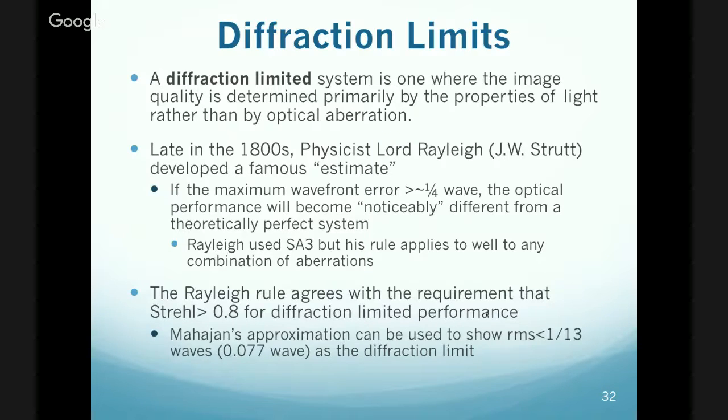Well, in the late 1800s, physicist Lord Rayleigh, who was a very brilliant guy, I think his name was Johann Strutt or Jonathan Strutt or something, developed a famous estimate. He said that if the maximum wavefront error is greater than about a quarter wave, the optical performance will become noticeably different from a theoretically perfect system. He used third-order spherical aberration to develop this, but his rule applies well, it turns out, to almost any combination of aberrations.